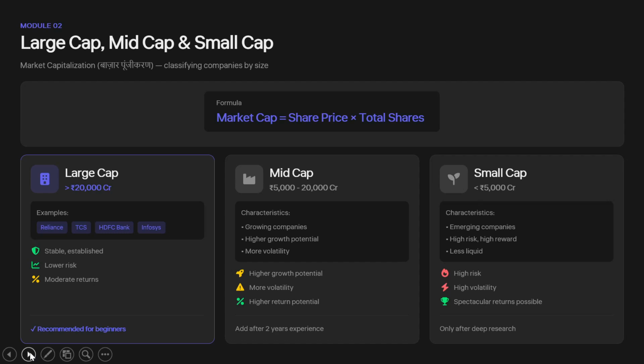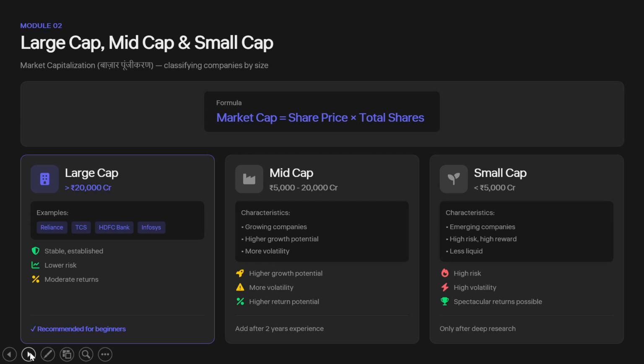Large cap companies have a market cap above 20,000 crore rupees. Think of Reliance, TCS, HDFC Bank, Infosys, etc. These are stable, well established businesses, lower risk and moderate return. Mid cap is between 5,000 and 20,000 crore, higher growth potential but more volatility. Small cap is below 5,000 crore, high risk but can give spectacular returns if you pick the right companies.